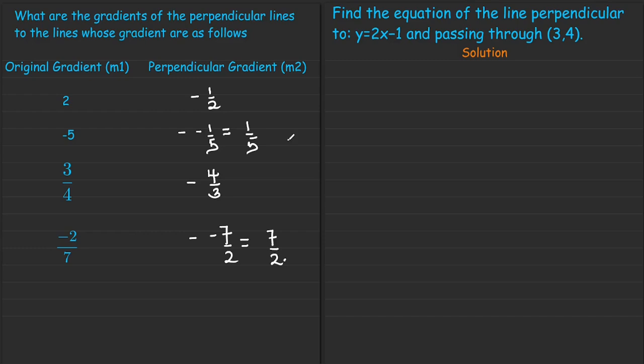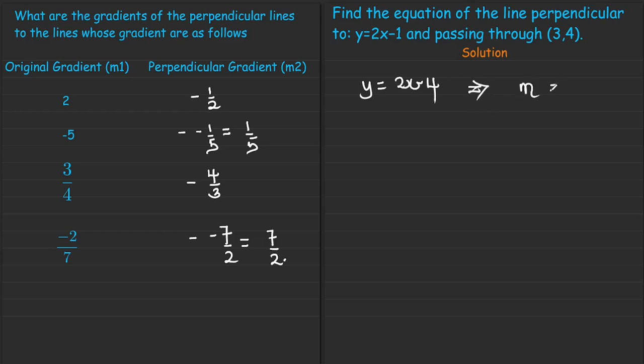So considering our first question, it says find the equation of the line perpendicular to y equals 2x minus 1 and passing through (3, 4). So what do we have? We have our equation, which is y equals 2x minus 1. Now from this equation, we can determine our gradient.